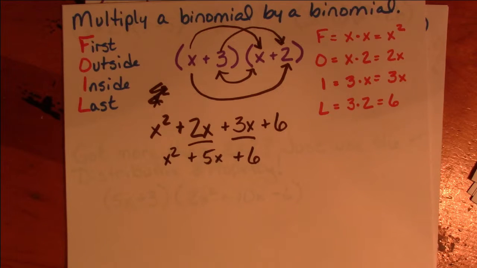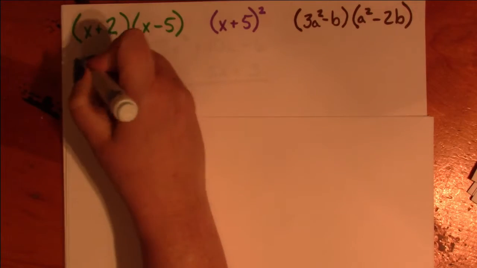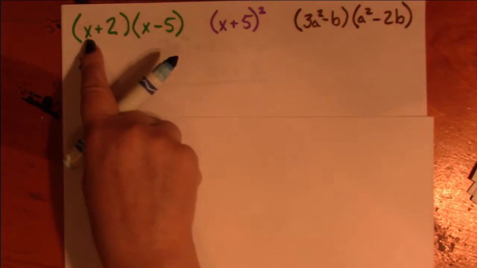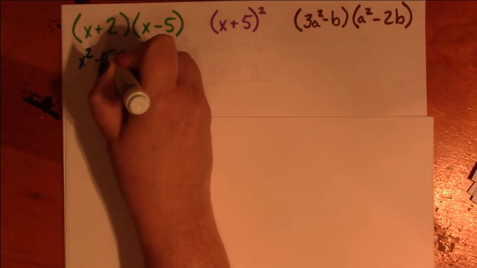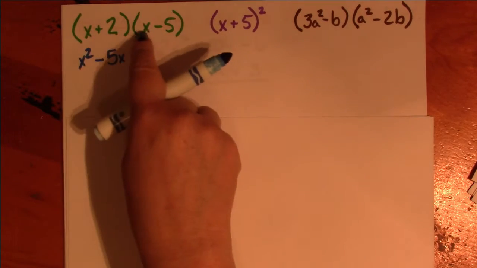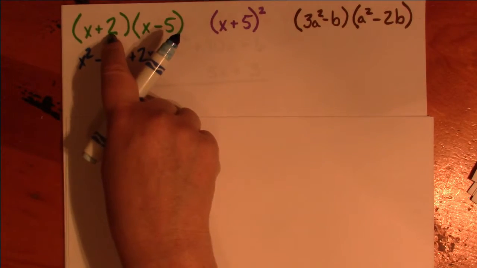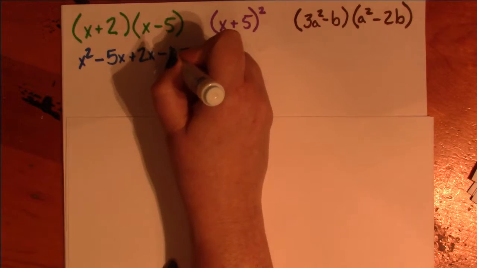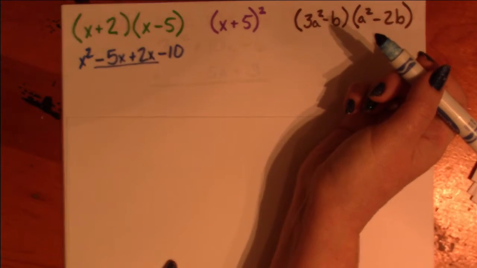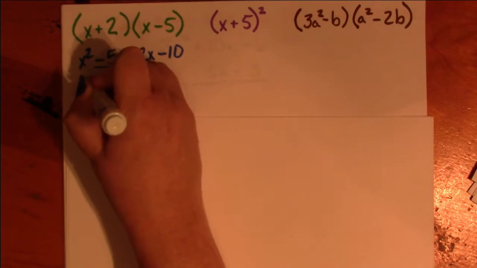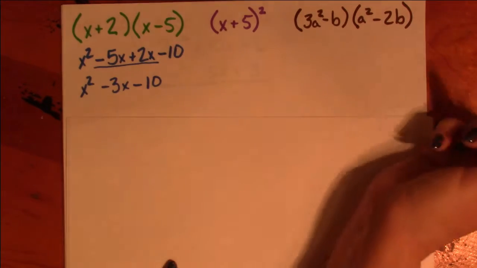Okay? Let's try another one. Using FOIL, we're going to do the first 2, which is x squared. The outside, which is x times -5, which is -5x. The inside, 2 times x, is a positive 2x. And then the last, 2 times -5 is -10. And these 2 are like terms. So we're going to combine them, x squared minus 3x minus 10.